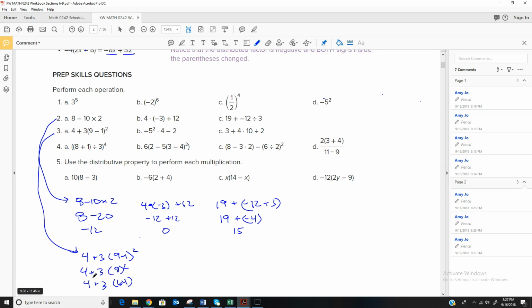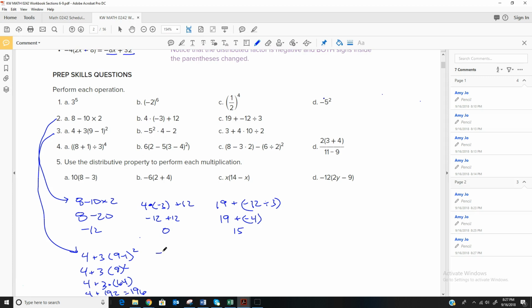And then we're going to do the 64 times 3 before we add the 4. We don't want to do 4 plus 3 and then multiply. We need to do this multiplication before we add. So 3 times 64 is 192. So 4 plus 192 gives us 196 for a final answer.